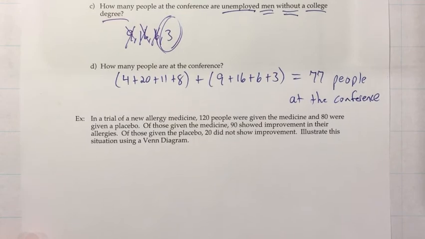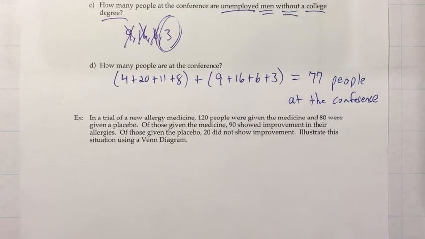In a trial of a new allergy medicine, 120 people were given the medicine and 80 were given a placebo. Of those given the medicine, 90 showed improvement in their allergies, and of those given the placebo, 20 did not show improvement. Illustrate this situation using a Venn diagram.